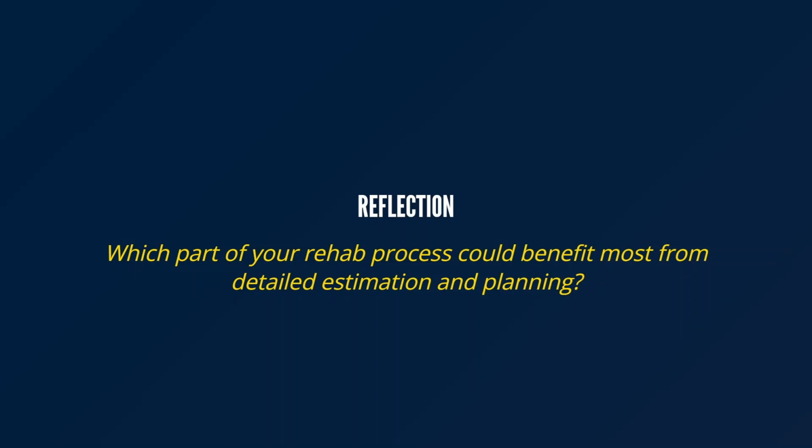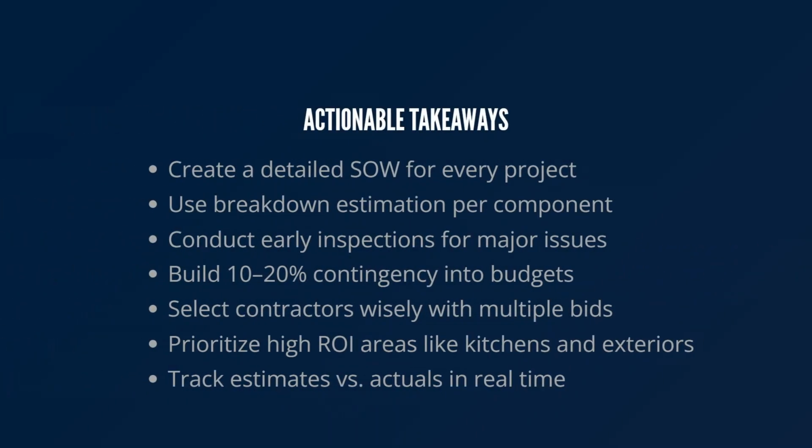Let's move into actionable takeaways. Create a detailed scope of work for every project and use the breakdown estimation method per component. Conduct early inspections for major issues. Build 10 to 20% contingencies. Select contractors wisely and prioritize high ROI areas like kitchens and exteriors. Track estimates versus actuals in real time and network with local investors to refine your understanding of costs. Each of these steps reinforces the principle: foresight protects your profit.